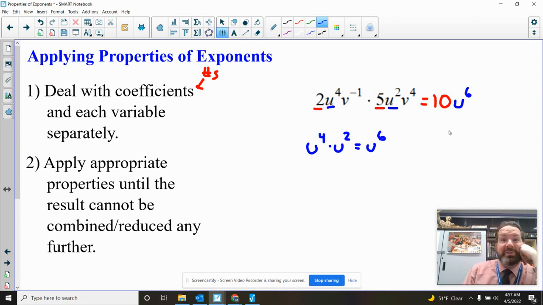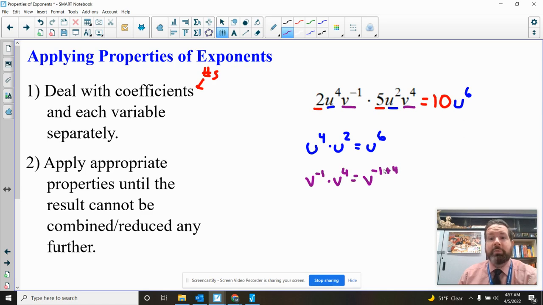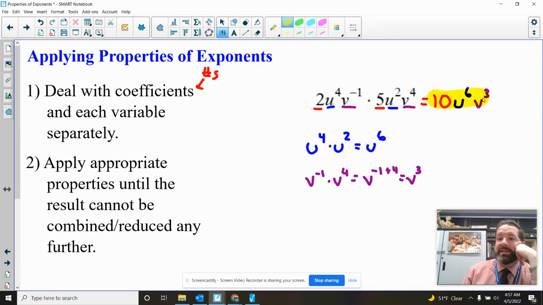Now let's do something similar with the v's. Okay, so I got v to the negative 1 times v to the 4th. That means that for my exponent, v to a power times v to a power, I want to add the exponents together. Negative 1 plus 4 is 3. So v to the 3rd. This, my friends, is our simplified expression.